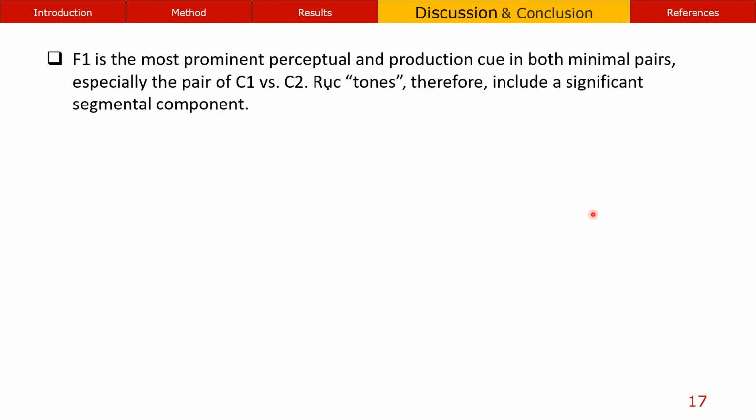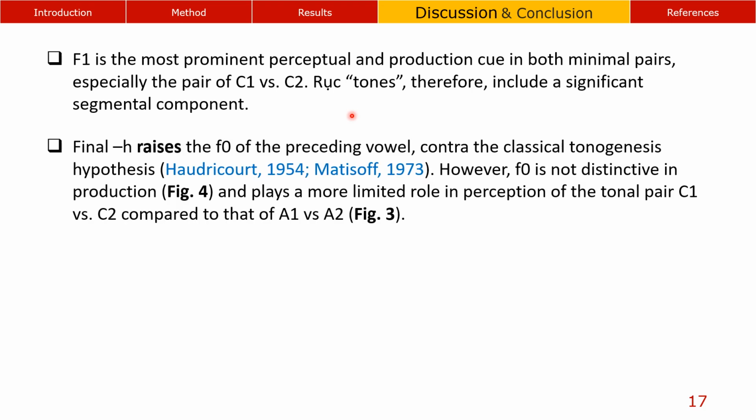To conclude, F1 is the most prominent perceptual and production cue in both minimal pairs, especially the pair of C1 versus C2. Therefore, these tones include a significant segmental component. This again confirms the claim that this language has a hybrid system of tone and register, from both production and perception points of view. The final fricative raises the F0 of the preceding vowel, contrary to the classical tonogenesis hypothesis.